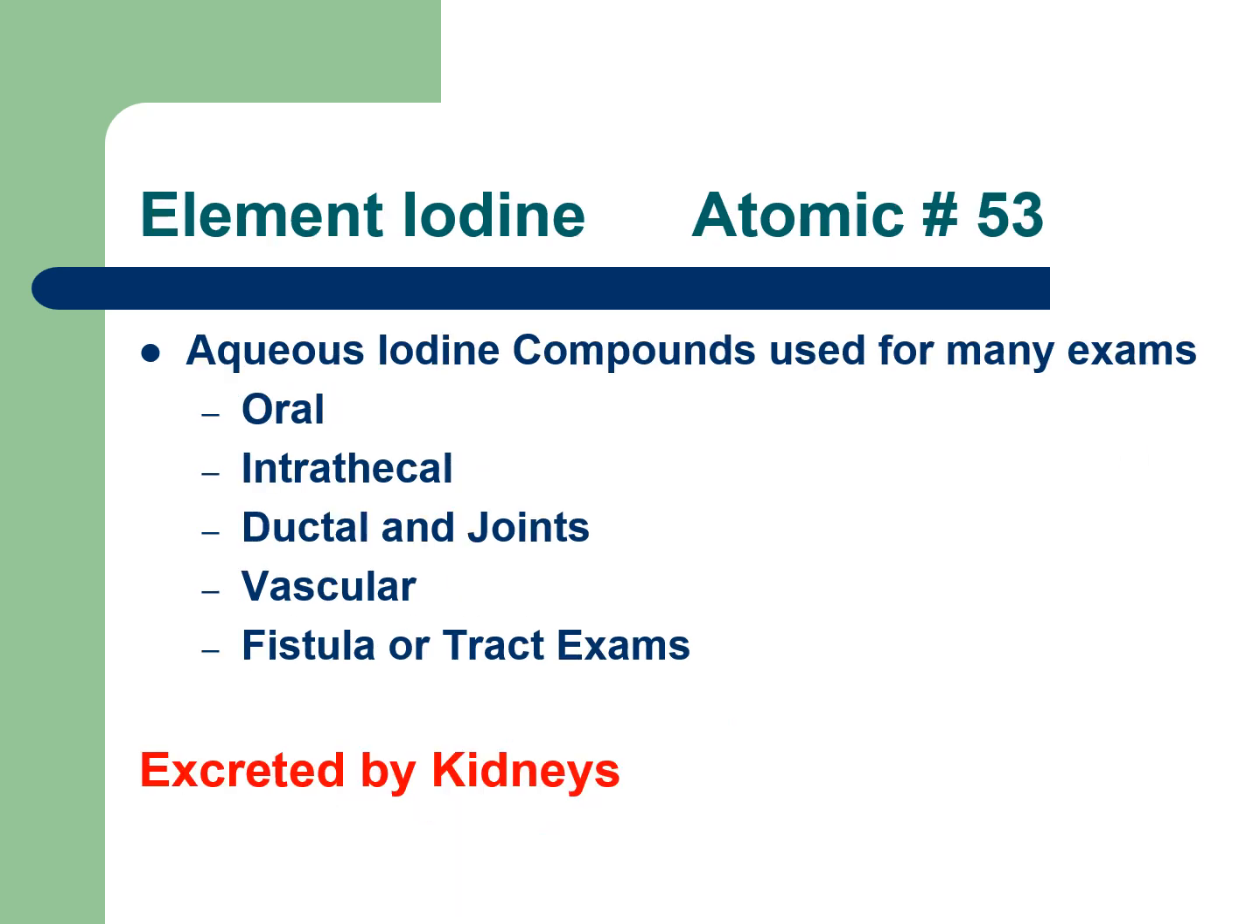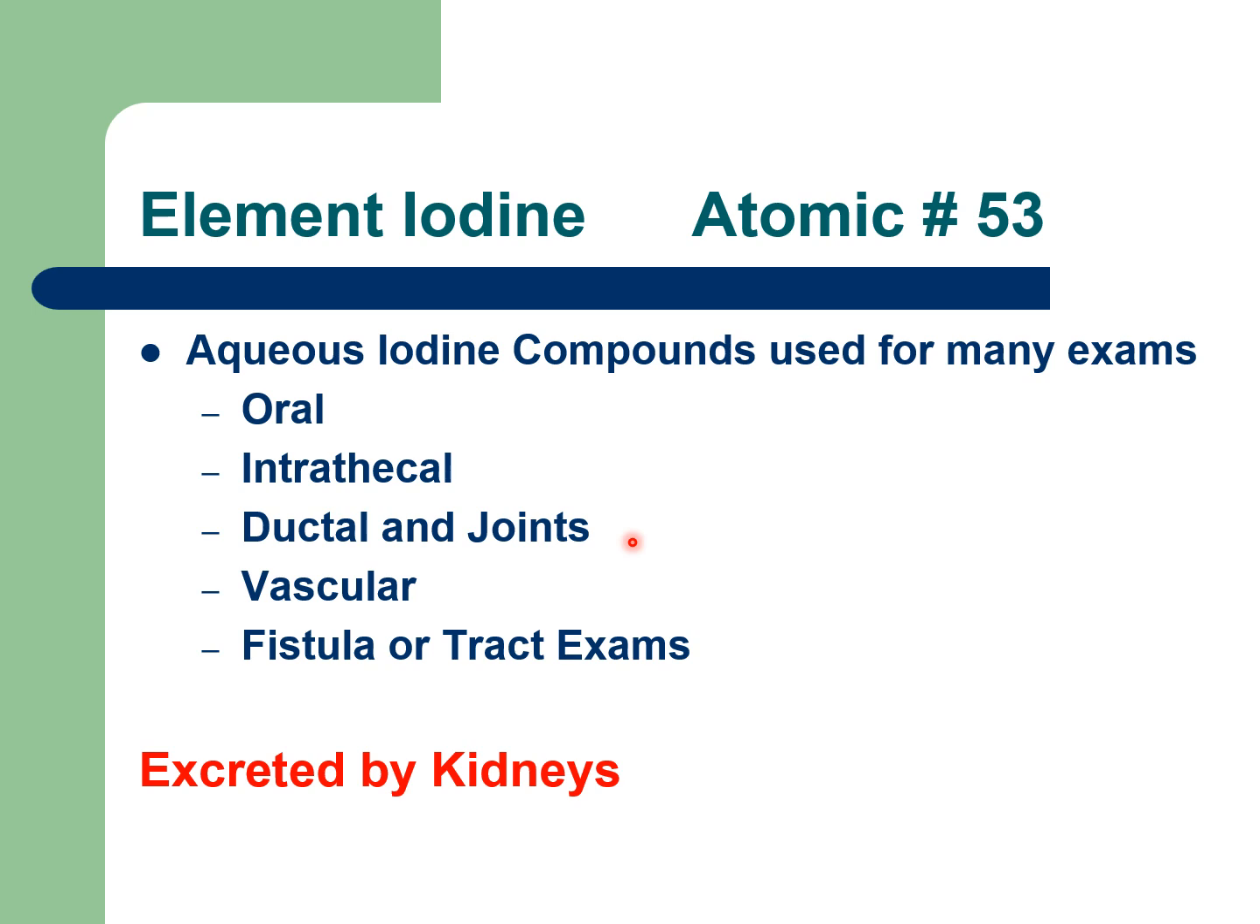If we talk about iodine, its atomic number is 53. It's less dense than barium. It's an aqueous iodinated compound, and it can be used orally. We can drink it. We can use it intrathecally. We can use it in ducts and joints if you're doing an arthrogram or a ductogram. Exams of that might be a hysterosalpingogram, HSG, or even some sialograms. I don't know if we still do sialograms. There may be a few places that do those.